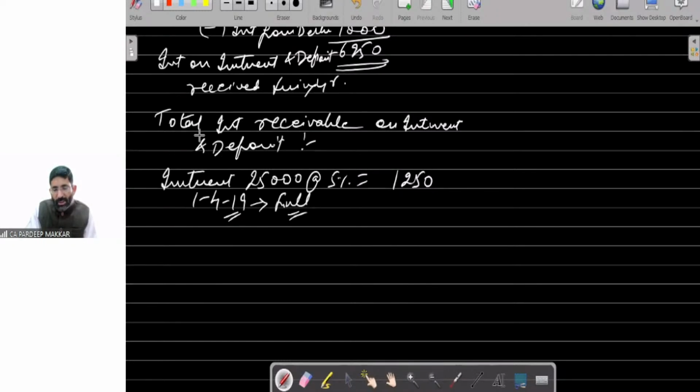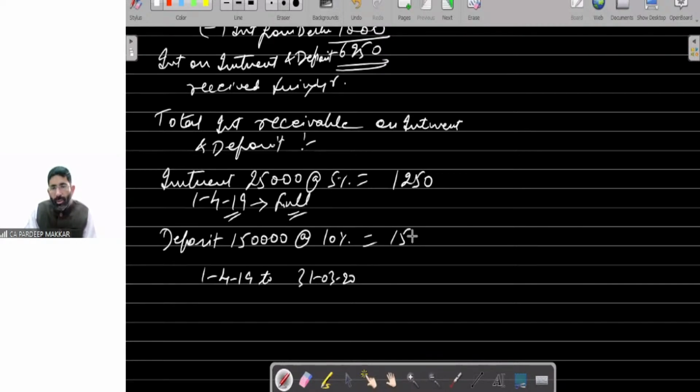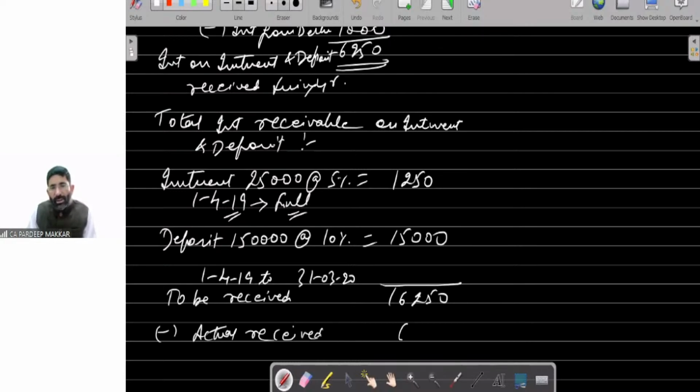Then deposits. This is also on 1st of April 2019. So deposits worth rupees 1,50,000 at the rate of 10% from 1st of April 19 to 31st of March 20. So this is again for the full year. It is 15,000. So total interest receivable is 16,250 to be received. But actual received is 6250, which you have made in the previous adjustment. This is the adjustment.